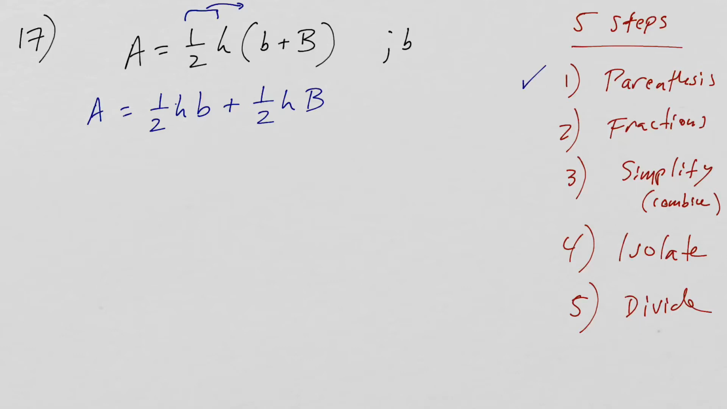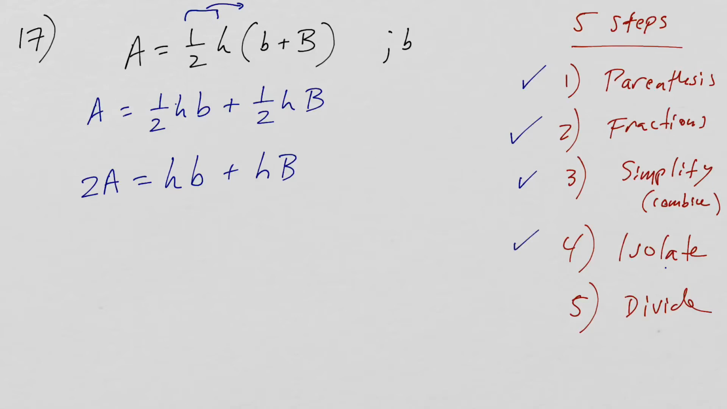Second step, fractions. We're going to multiply each of these three terms by the common denominator, which is 2. So when I multiply this first term by 2, I simply get 2a. When I multiply the second term by 2, the 2 and the 1/2 cancel, and I'm left with hb. And the same thing happens here. I get hb. Okay, so that's fractions.